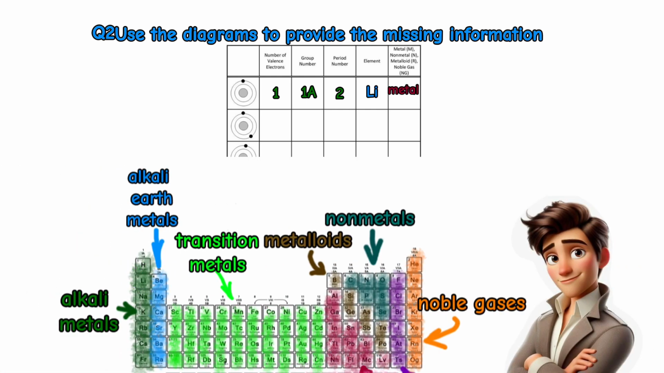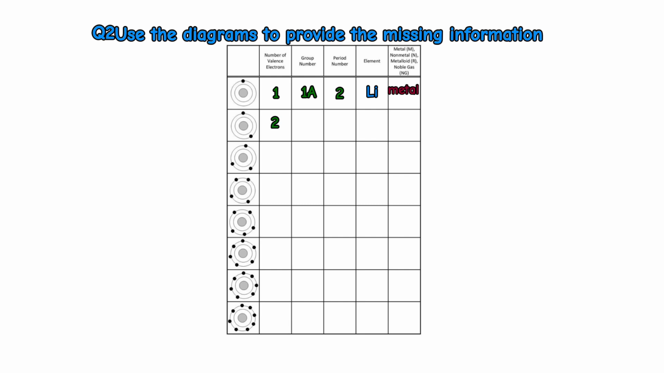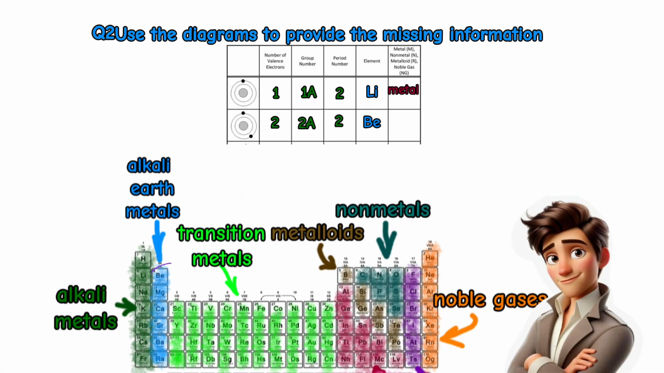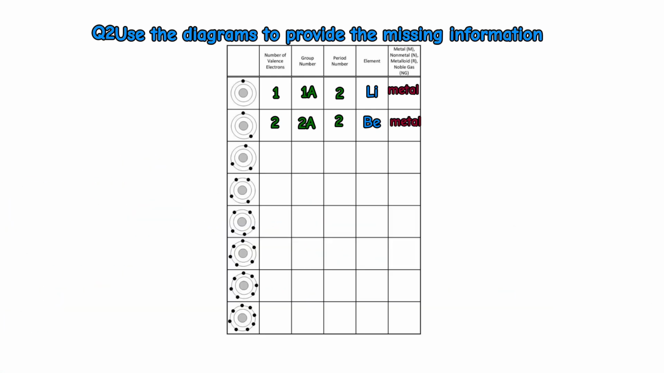The second atom has two valence electrons, so it is in group number 2A, and it has two shells, so it is in period number 2. This element that is in period number 2 and group number 2 is known as beryllium, and it is a metal. The atom number 3 has 3 valence electrons, so it is in group number 3A, and it has two shells, so it is in period number 2. This element is known as boron, and it is in the metalloid area.